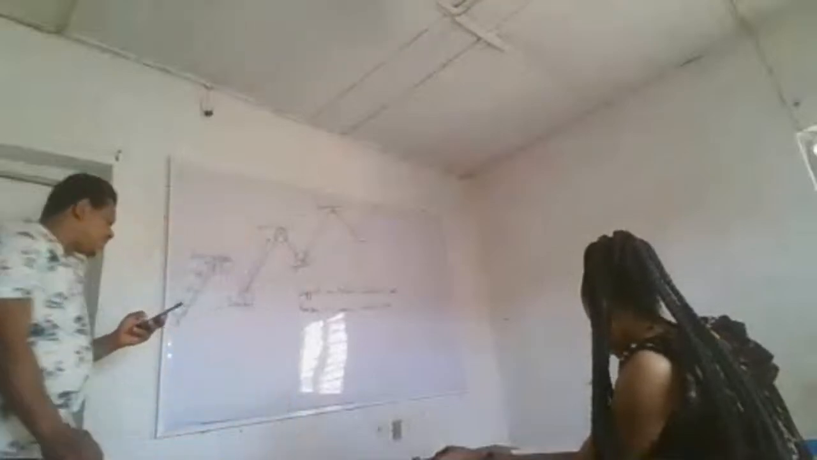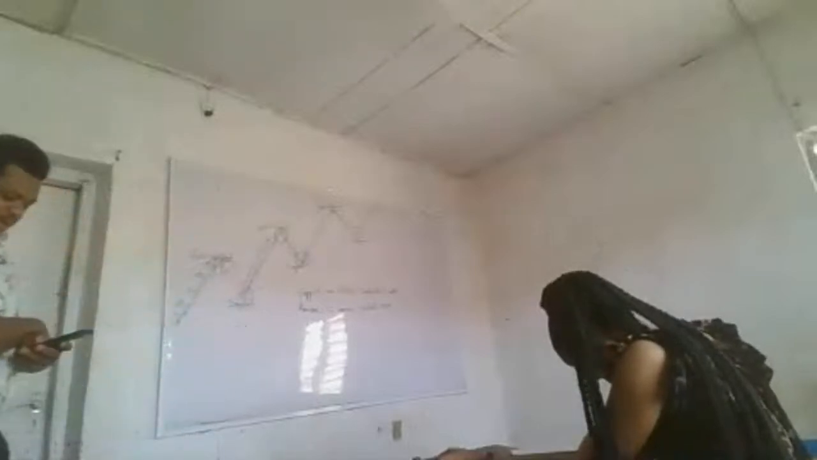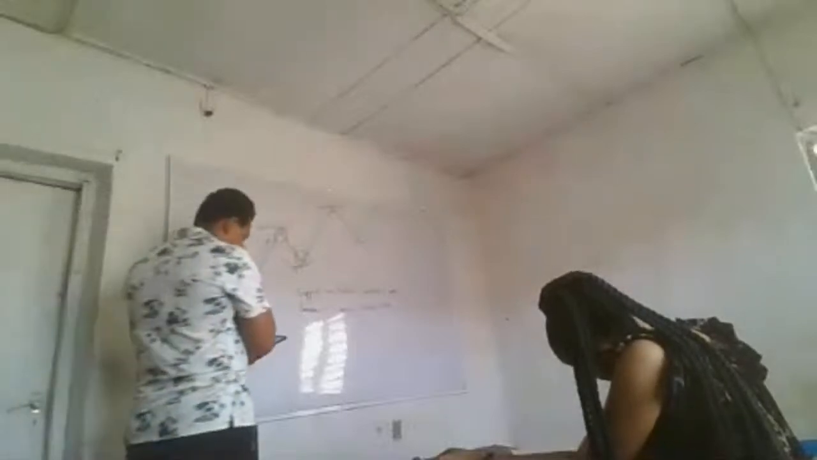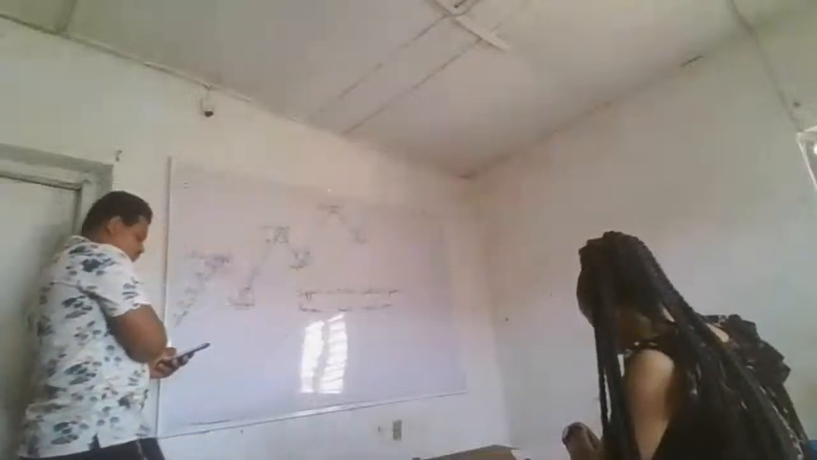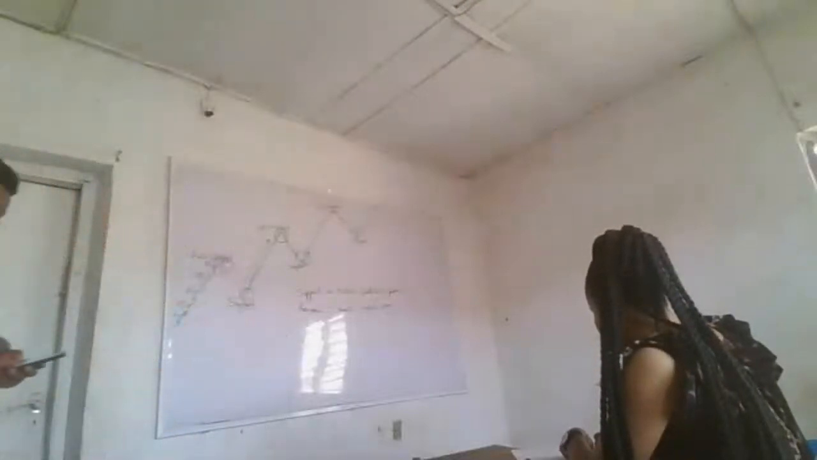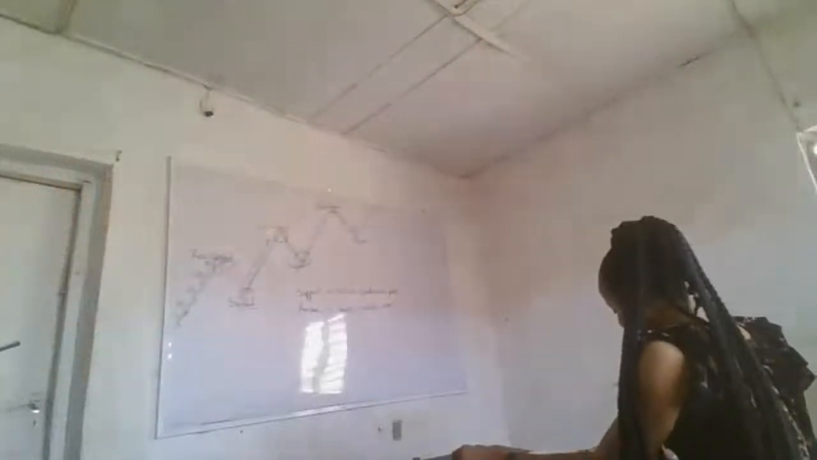In the most basic way, this is how support and resistance are mostly traded. Number one.